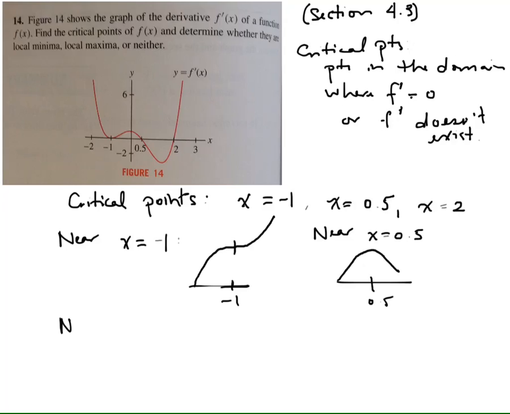And finally, near x equals 2, well, to the left of 2, the derivative is negative, and to the right of 2, it's positive. So before 2, to the left of 2, the original function is decreasing, looks like that. And then we get to 2, we stop decreasing, and we start increasing. Okay, so it looks like at 2 we have a local minimum.